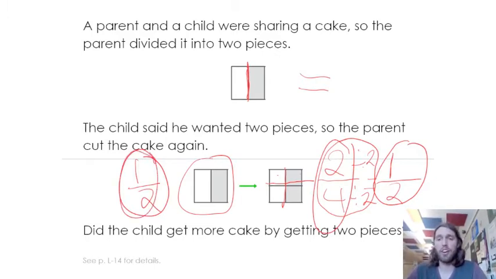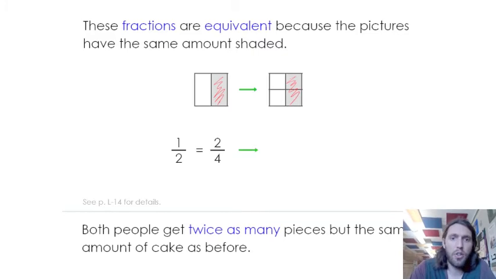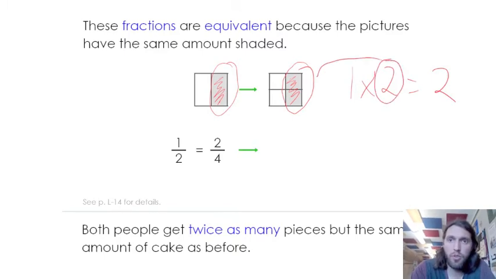So that's what we're looking at today, all right? Let's move on to some more questions. This one pretty much says the same thing. It says these fractions are equivalent because the pictures have the same amount shaded, right? That's the same thing we looked at. This amount is shaded, and look at it, it's the exact same amount shaded there. It says both people get twice as many pieces, but the same amount of cake, right? Here, this person gets twice as many pieces because there's 2, and this person gets 1. So 1 times 2 equals 2. This person gets twice as many pieces, but since it's the same amount shaded, they're equal to each other.